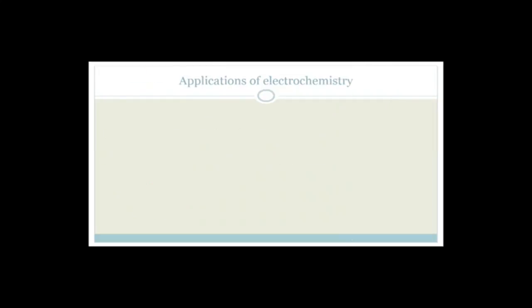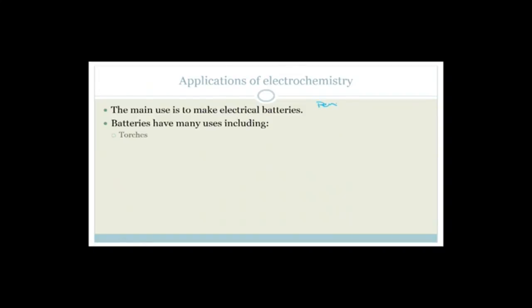Right, now let's talk about applications of electrochemistry. The first application, the main use, is to make electrical batteries. We've spoken about this quite exhaustively, the fact that you can have different batteries used for different things. For example, torches use either a pen light battery or the big batteries. That is often what batteries are used for.